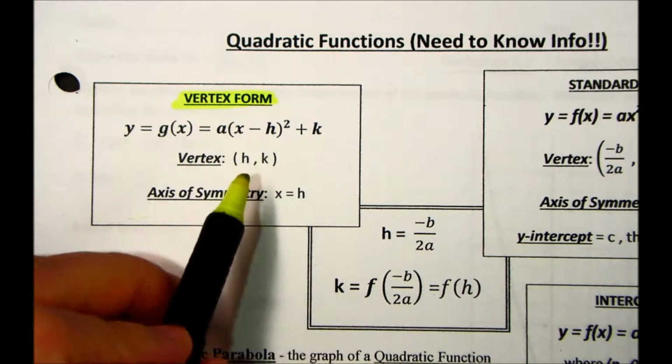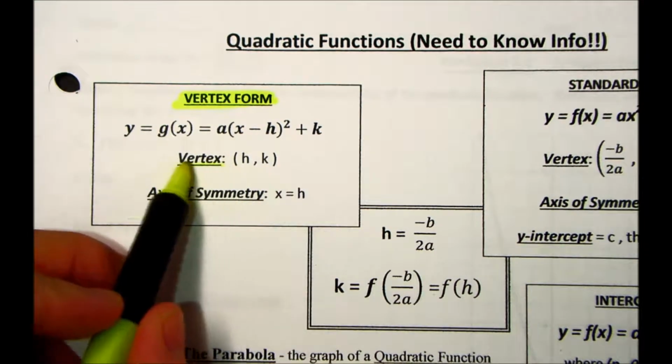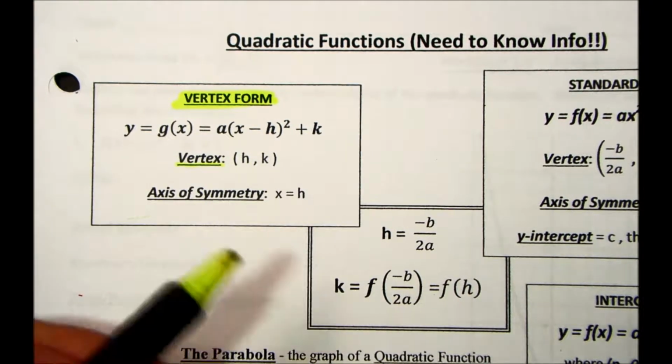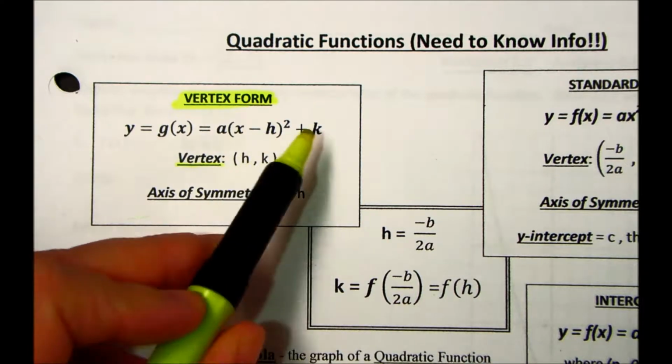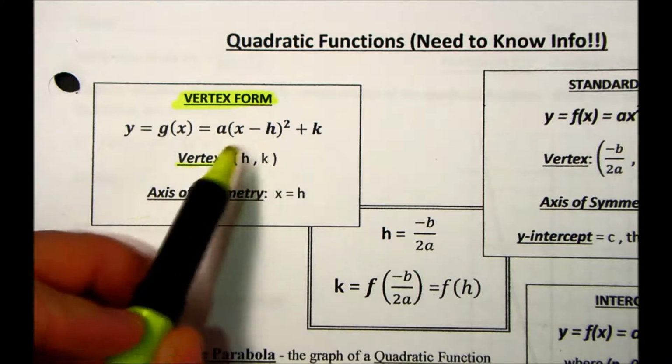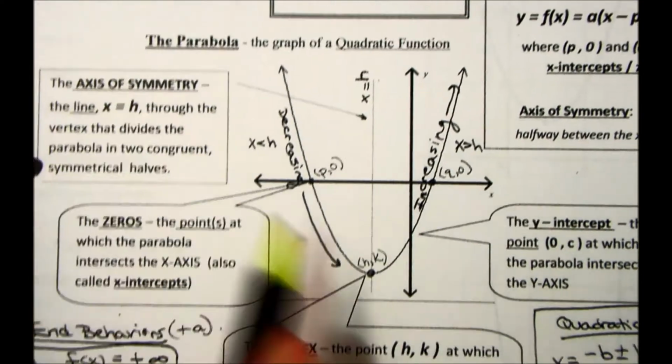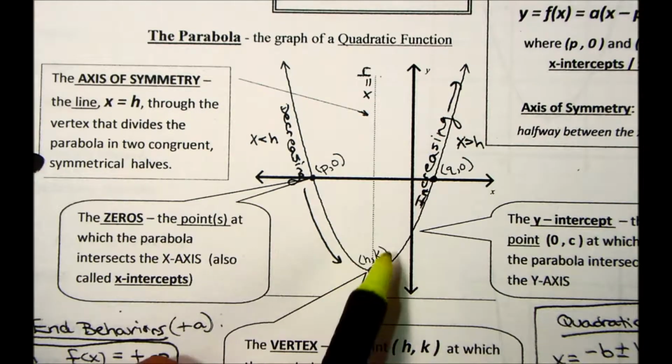The vertex is given in vertex form, which is nice. You take the h value from the equation and the k value from the equation, and that will be the vertex of your parabola. So it will be this point, the turning point on the graph.